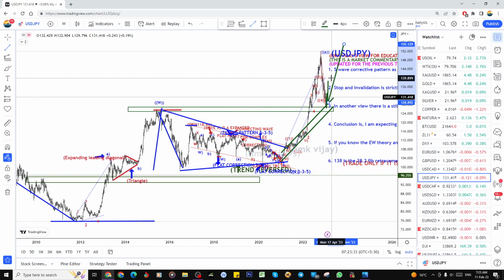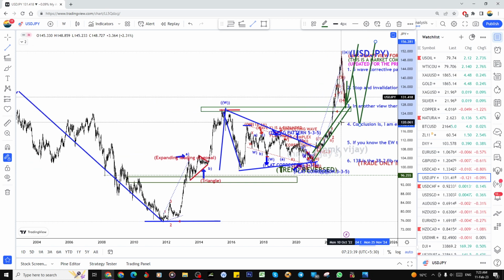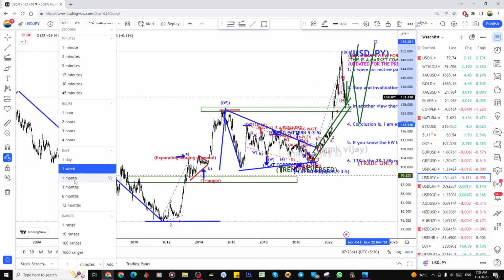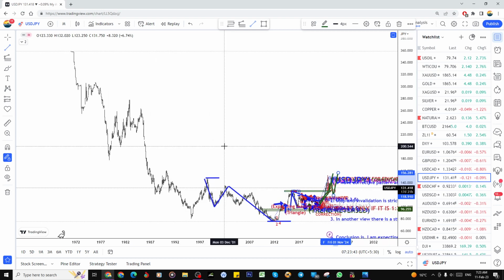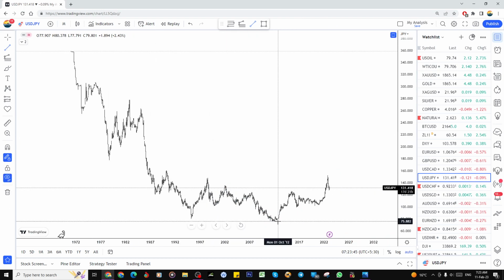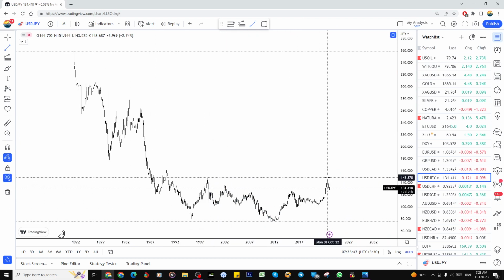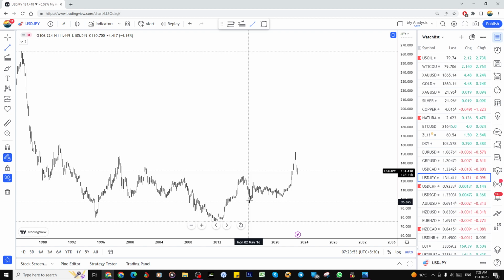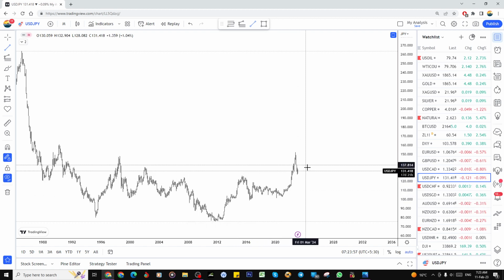So the correction can go up to 140, and after that one impulsive wave to the downside, and one more high I am expecting. But here in the bigger time frame, look at this. This is one A, B and C completed. If we take this as ABC, ABC, so another ABC means here again it can reach up to 115 level.